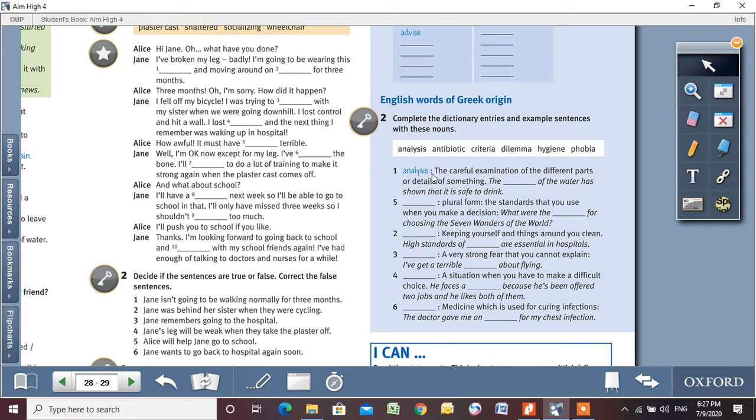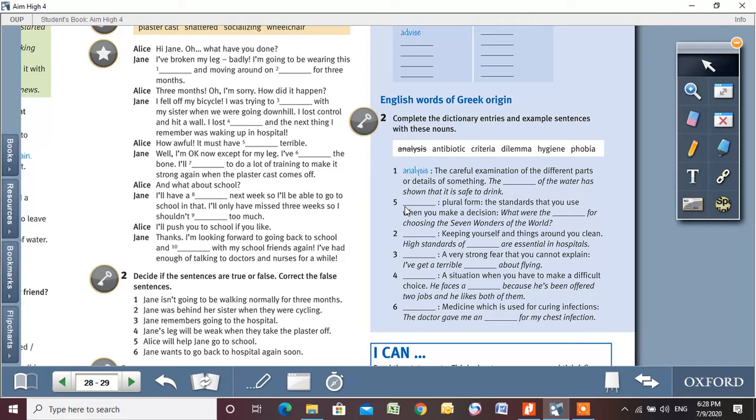So, for example, we make analysis of the blood. It means that we make a careful examination of all the parts of the blood. Okay, so this is an example. So we say the analysis of the water has shown that it's safe to drink.